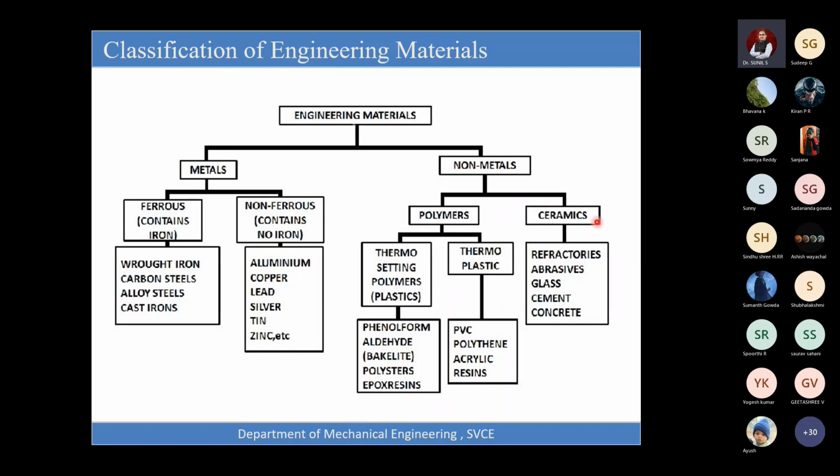The second class of materials is ceramics. Ceramics are like glass, cement, concrete, some abrasives, etc. They are all called ceramics. They are also derived from various sources. And one more class is missing here. It is called composite materials, which are a combination of two or three different materials to get a unique property. So this is about the classification of engineering materials. Just take down a rough sketch. We will go ahead.